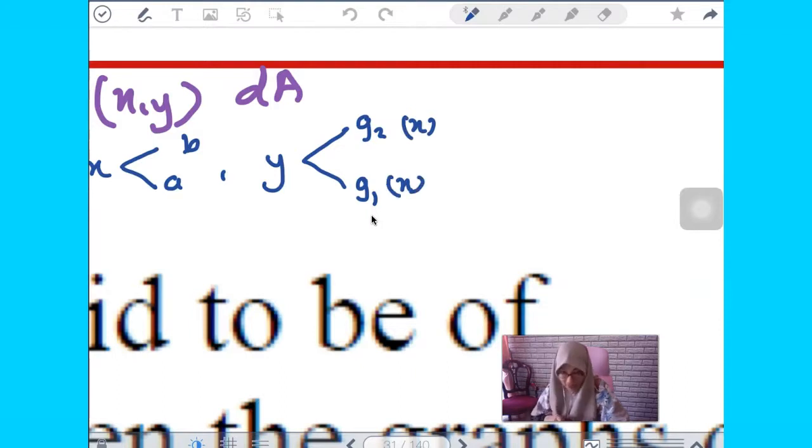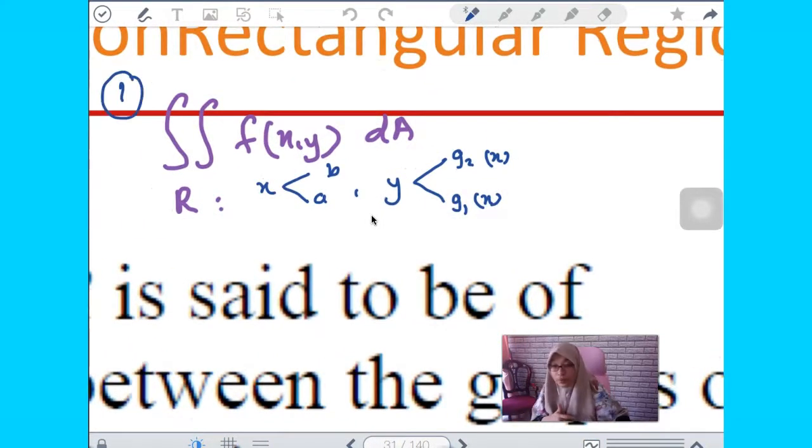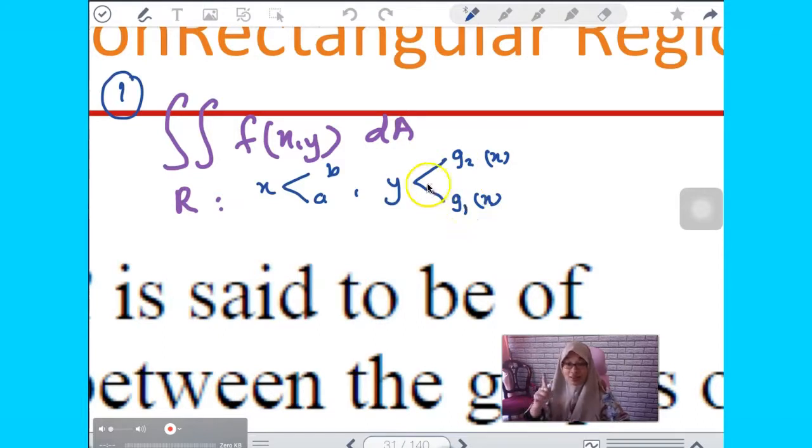You cannot have a function of z. z is out of scope here, because we are talking about a two-variable function. The input variables are just x and y. We don't have z, because z is the output. Now we are talking about the input variables. So for type 1, we want to focus on the region where x is constant and y is a function. The y limits can be both functions or just one of them. Remember, I told you, if you can see at least one function in the limits, then your region is no longer a rectangular region. So it can be both functions or just one of them.